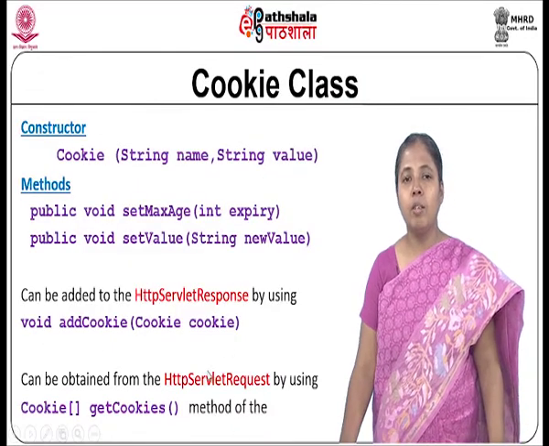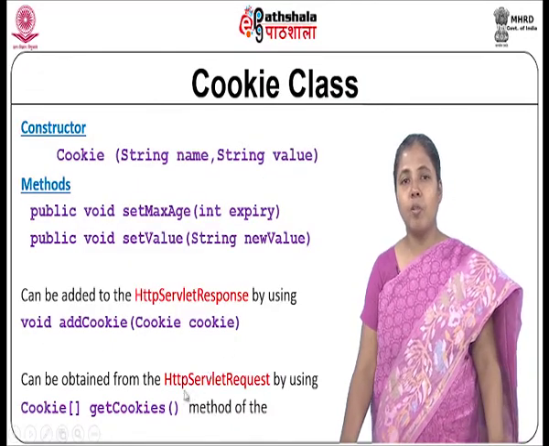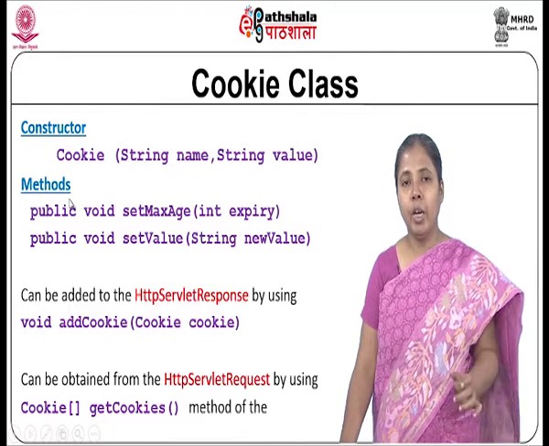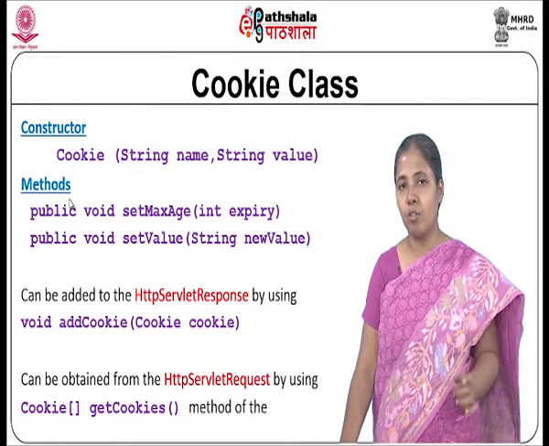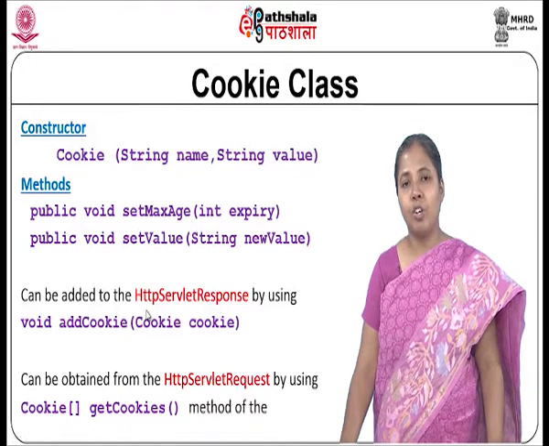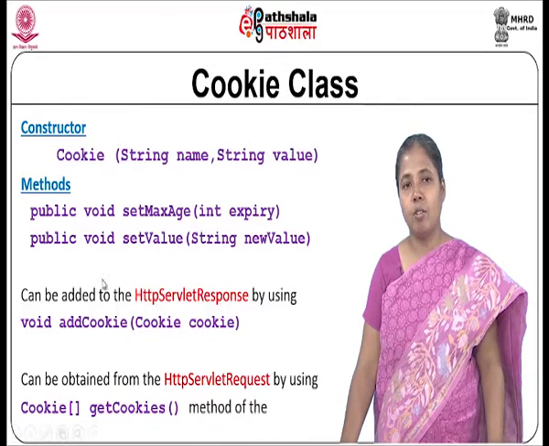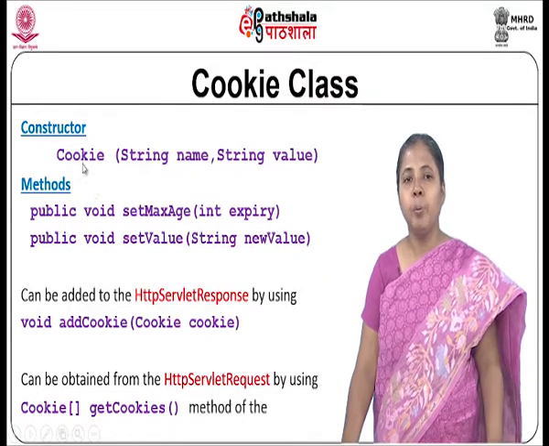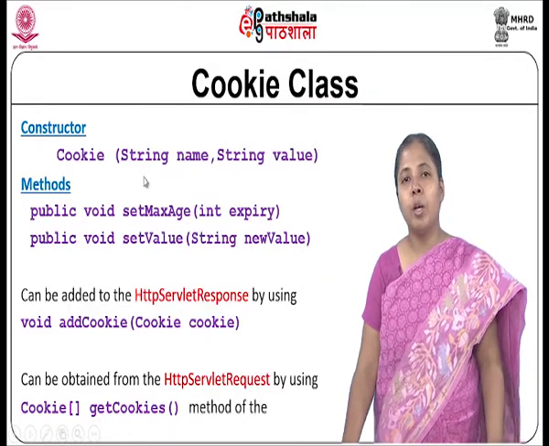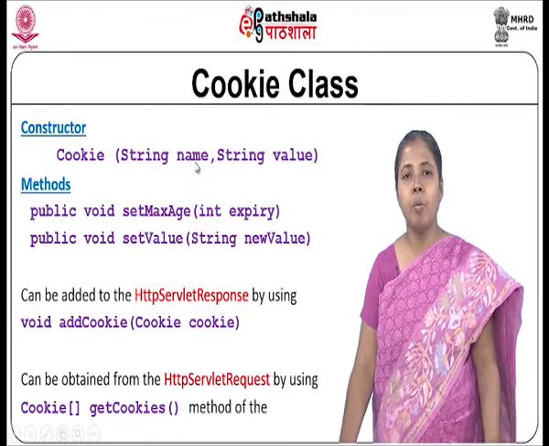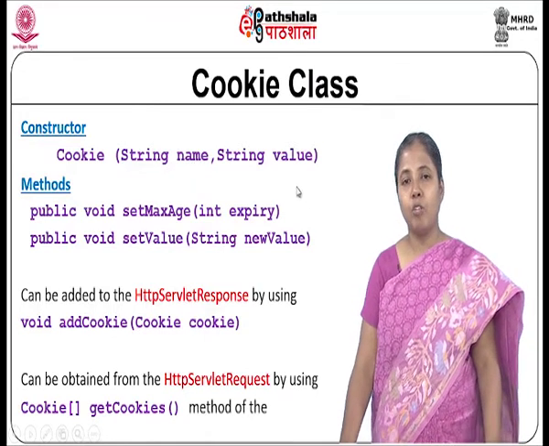Now let us see how to work with cookies. To create the cookie, we need to make use of the constructor of the cookie class. Within the package javax.servlet.http you have a class called Cookie. Using the constructor of the Cookie class you can create a cookie, and this cookie would be created by giving a name for the cookie. You can see the first parameter is string name and the next parameter is the value of the cookie.